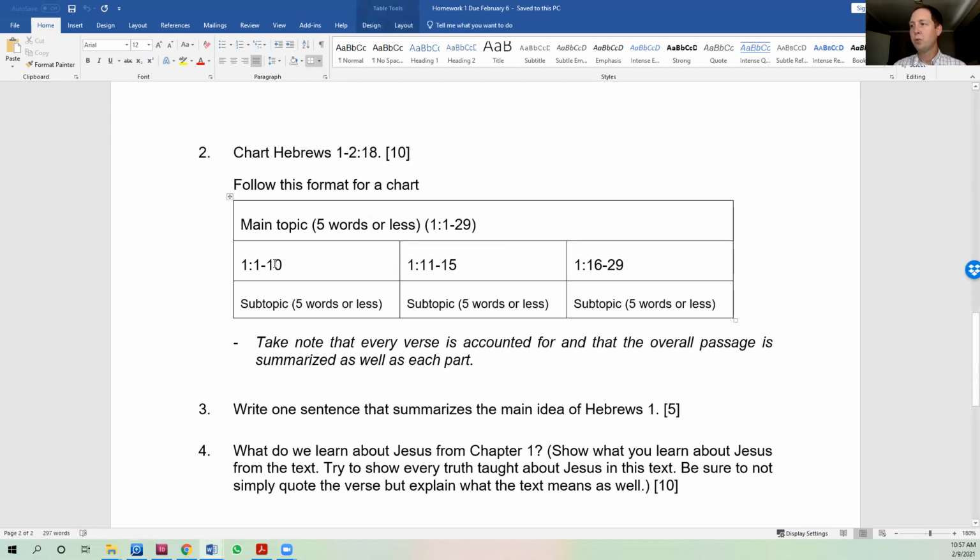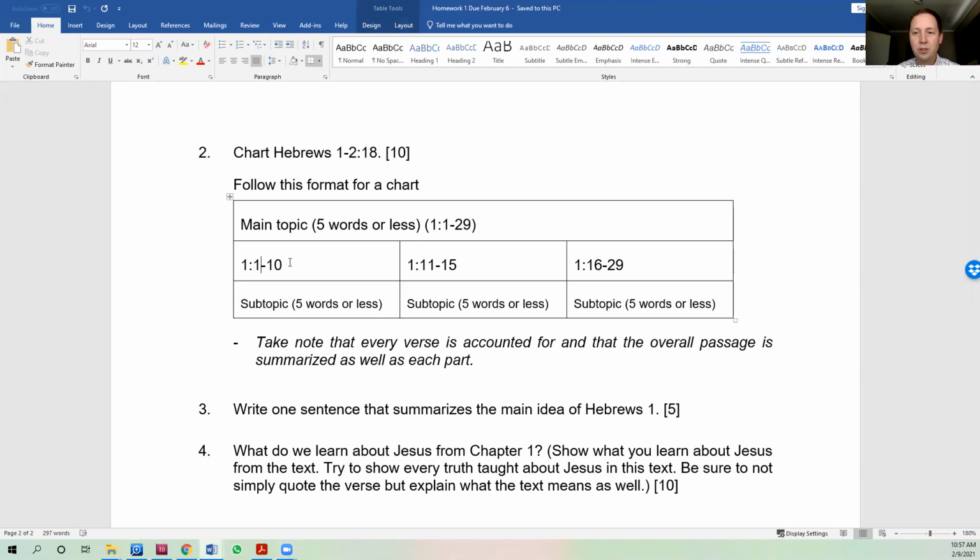The first thing you want to do when you look at this, which was very confusing to people: I just put these in to show you where you put the verses. This is not how Hebrews is broken up. So you want to read through Hebrews chapters 1 and 2 and see how you break up the paragraphs. You're looking for topics. Each paragraph is one topic.